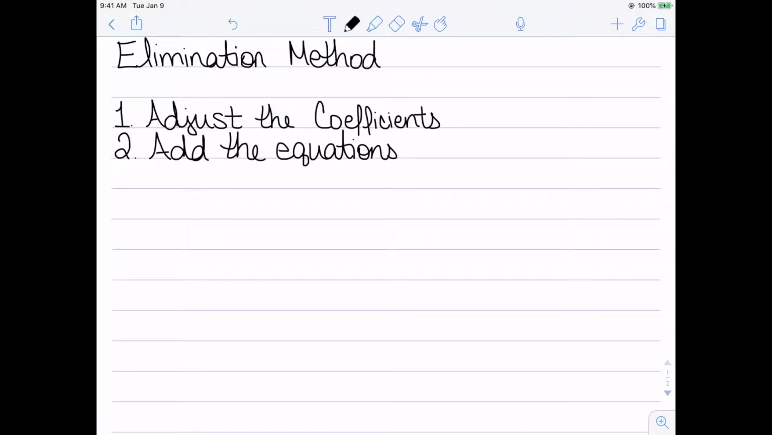Step two is then going to be to add the two equations together. And this is going to eliminate one of the variables because I have something like 2x minus 2x. And then we can solve the remaining equation. And then step three would be to back substitute. Once we have step two, we have one of our variables. So we substitute that value that we just found back into either one of the original equations and solve. So let's look at some examples.